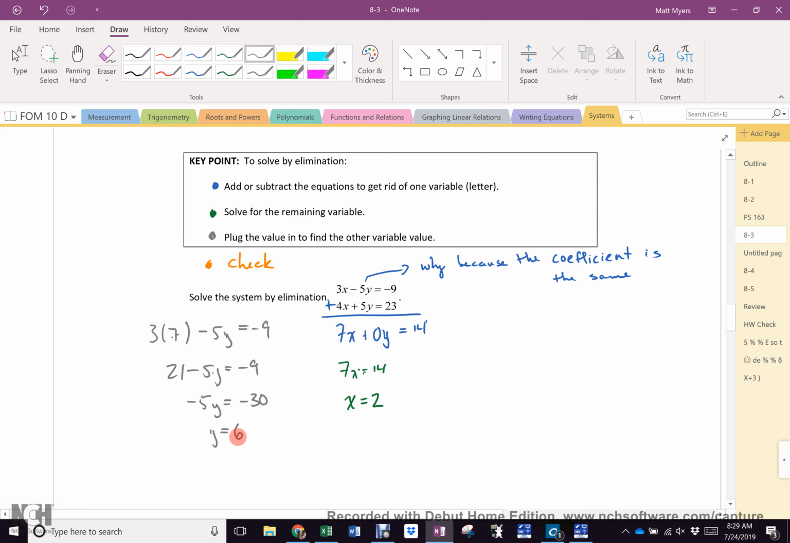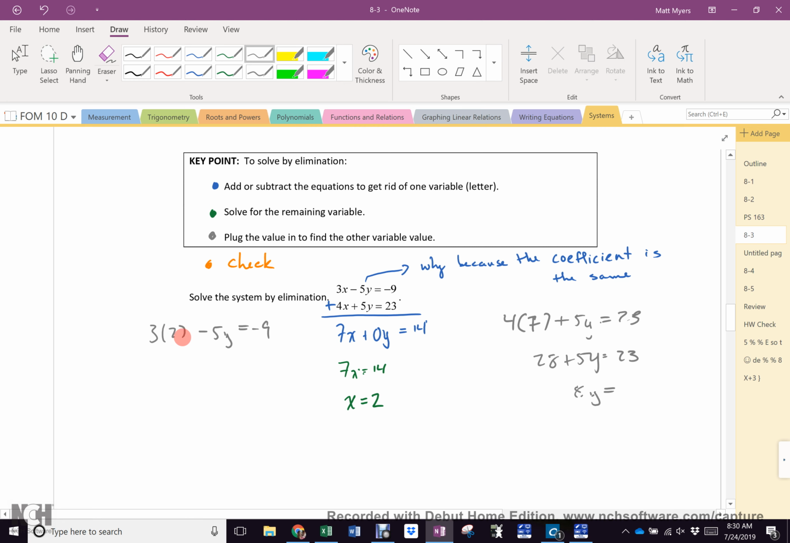Right? If you plug it into the other one, you're going to get 4 times 7. My pen is dying. Plus 5y equals 23. 28 plus 5y equals 23. 5y equals... what did I do wrong? 3x. I put 7, not 2. What an idiot. I like how it took you guys that long to stop me.